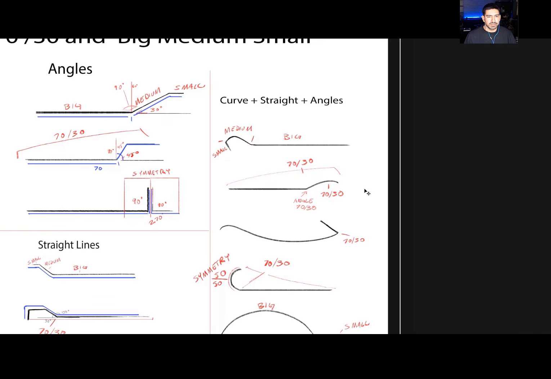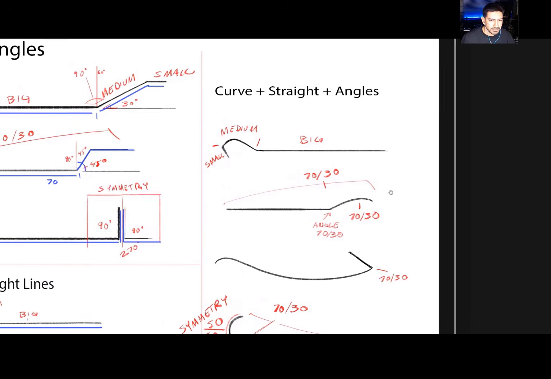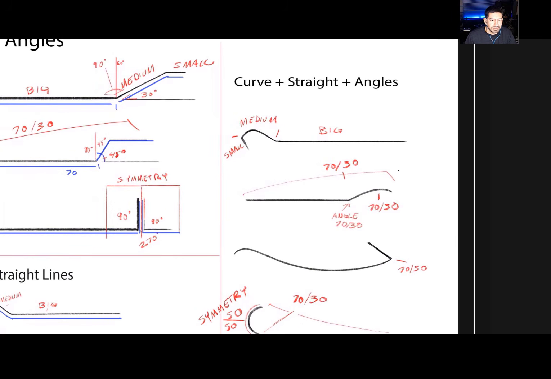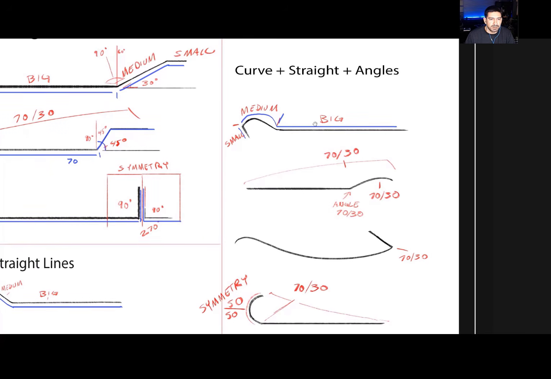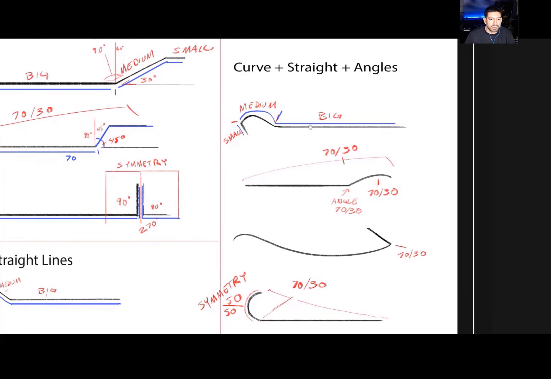And this is where it gets interesting, because I added curve plus straight plus angles. To me, this is the interesting stuff when it comes to the design of what you could get. So as you see, big line right here, and then the medium line right here is curved, and it goes back to straight. So in this case, this line is straight, curve, straight, but I added one curved line right there. And right here, I applied the 70-30 rule with just 2 lines, one straight and one curved. So I did a straight, and then I did a curved line right there.